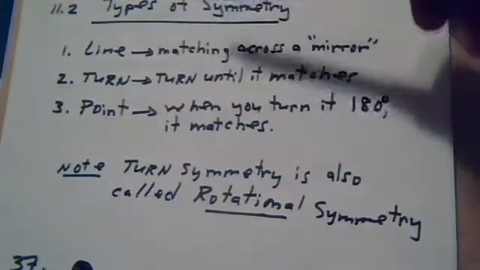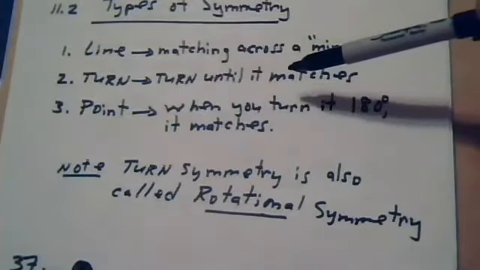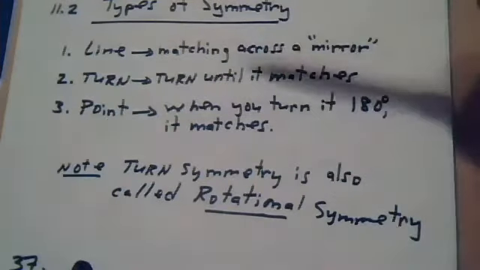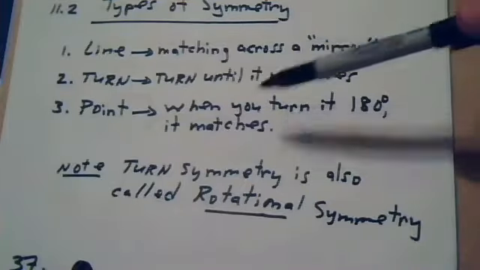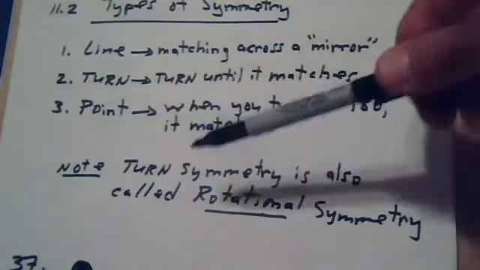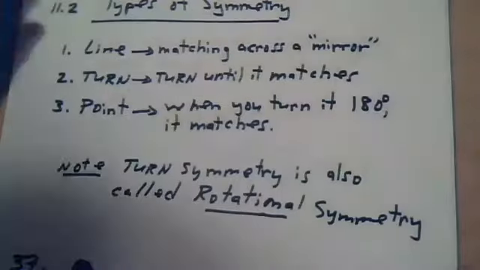Turn symmetry is turn until it matches. Point symmetry is when you turn it 180 degrees and it matches. N-fold turn symmetry is also called rotational symmetry.